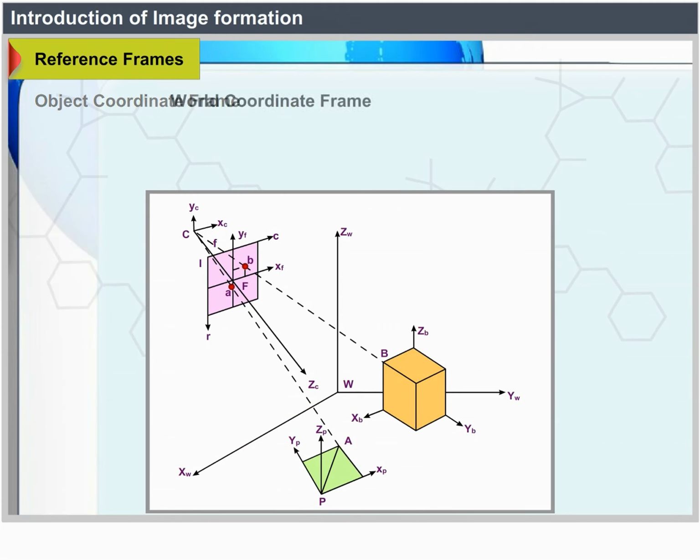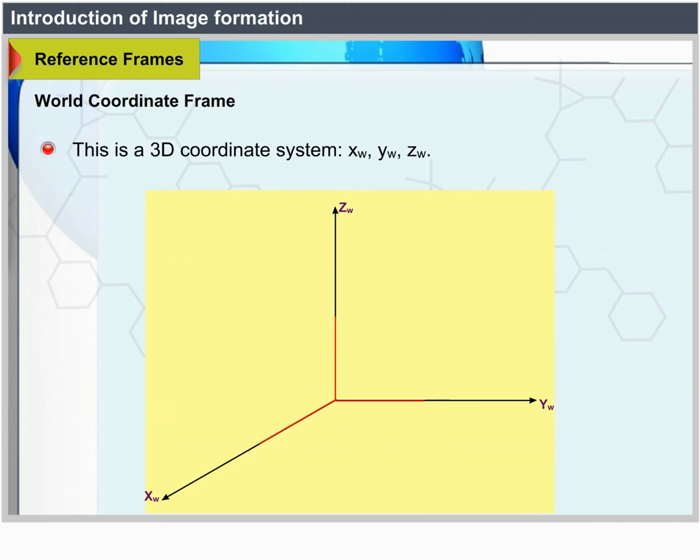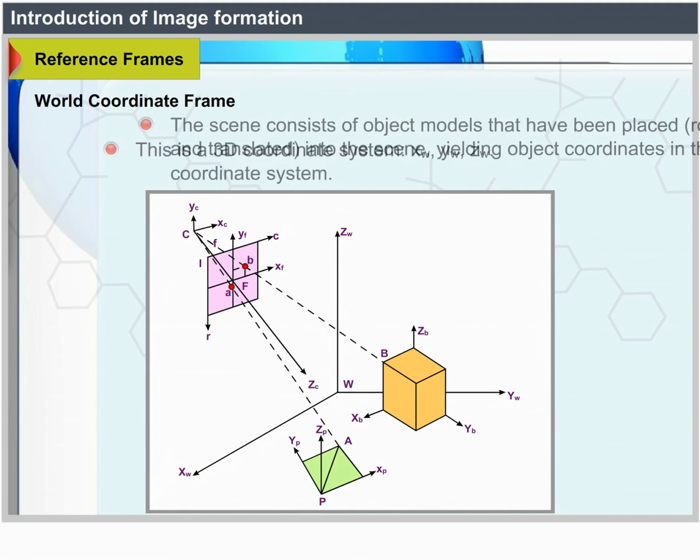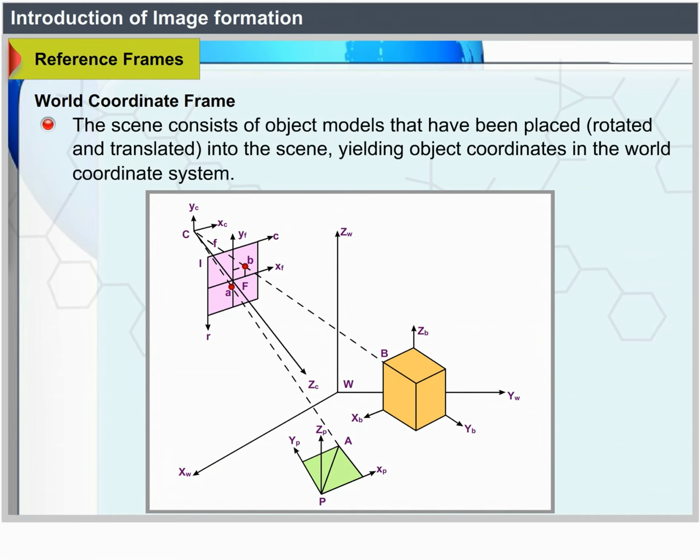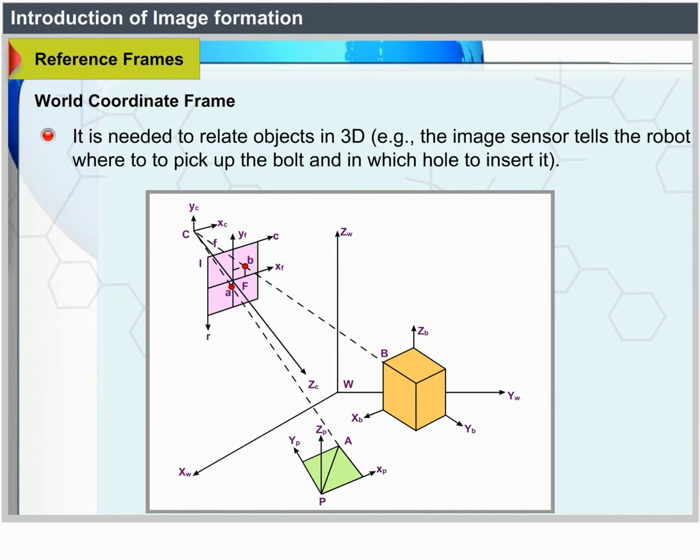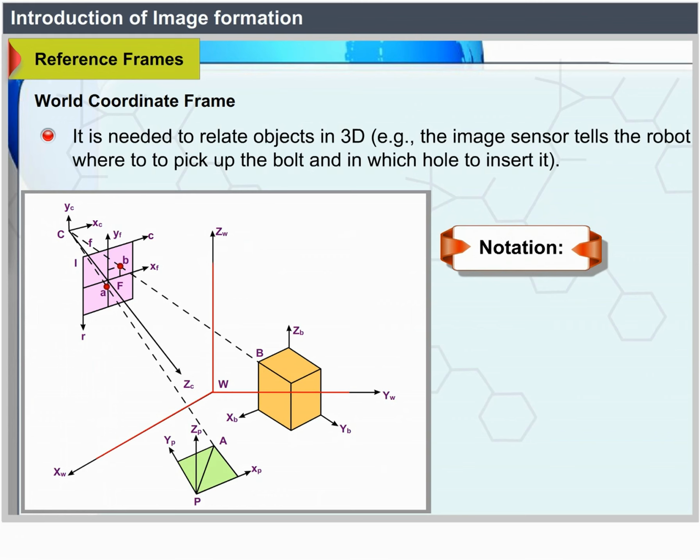World coordinate frame. This is a 3D coordinate system (xw, yw, zw). The scene consists of object models that have been placed, rotated and translated into the scene, yielding object coordinates in the world coordinate system. It is needed to relate objects in 3D, that is, the image sensor tells the robot where to pick up the bolt and in which hole to insert it. Notation: (xw, yw, zw)^T.